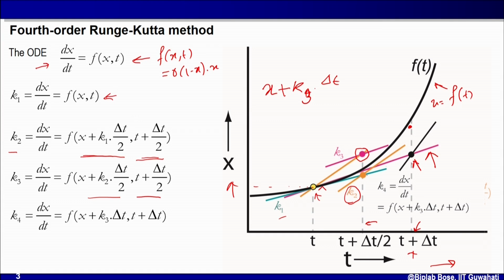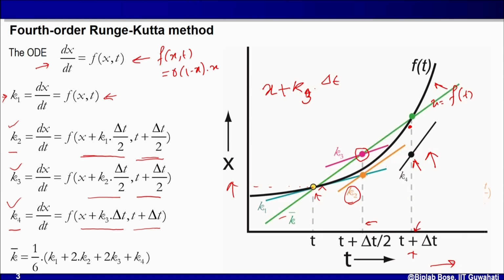Now at this black point, I draw a black line having a slope dx/dt. So the slope of that line will be k4, which is equal to dx/dt at that point. At that point, dx/dt will be function of x plus k3 delta t and t plus delta t. So the coordinates here: t is t plus delta t and x is x plus k3 delta t. So I can calculate the slope at that point. So what I have now is four slopes: the original k1, k2, k3 and k4.